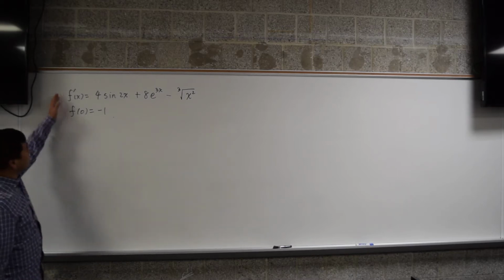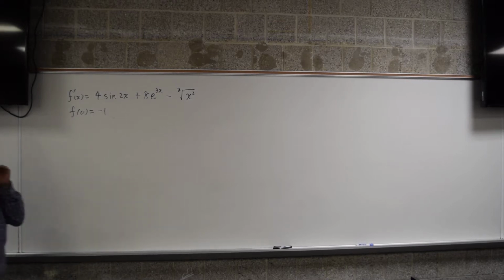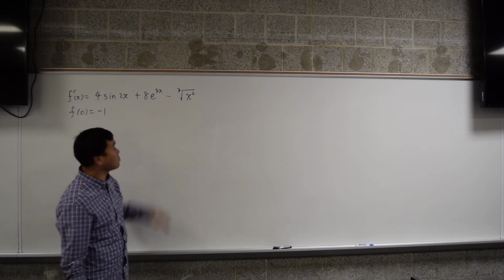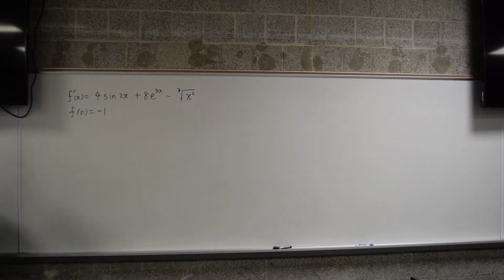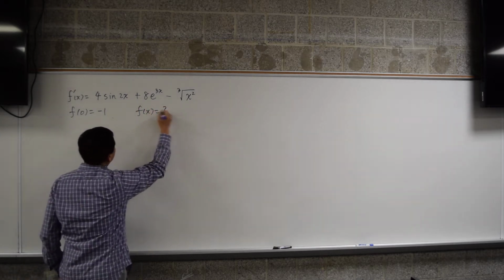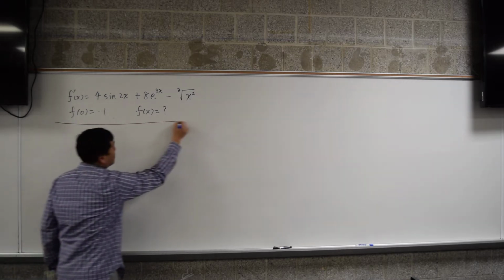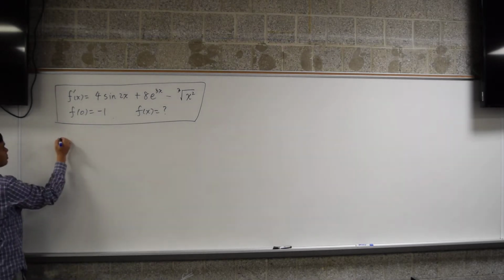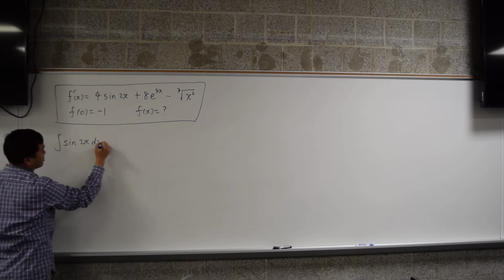Alright, let's try to do this question together. F prime is given as 4 sine 2x plus 8e to the 3x minus 3 cube root of x squared. And the initial condition is given. Question is, what is such a function satisfying these two conditions? Now, before we approach this, let's think about what will be the integral of sine 2x dx.